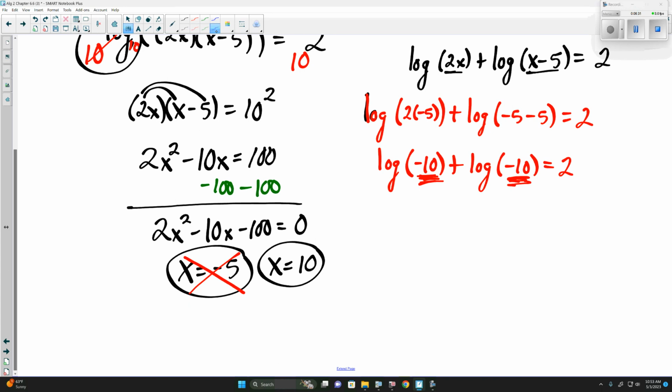Now, we can do the same thing with 10. We'd have log of 2 times 10 plus log of 10 minus 5 is equal to 2.